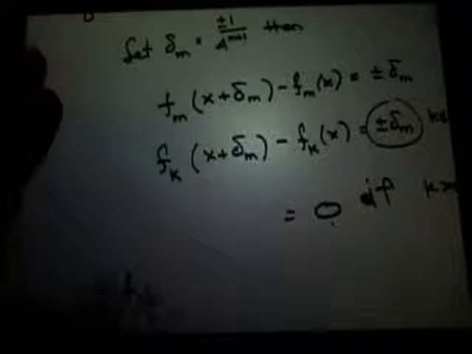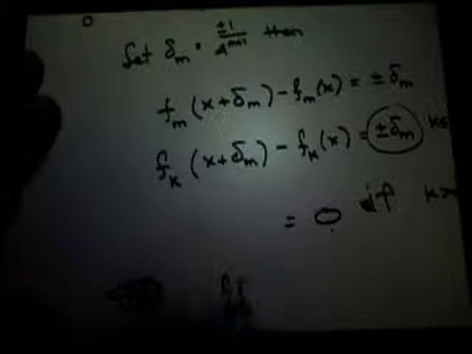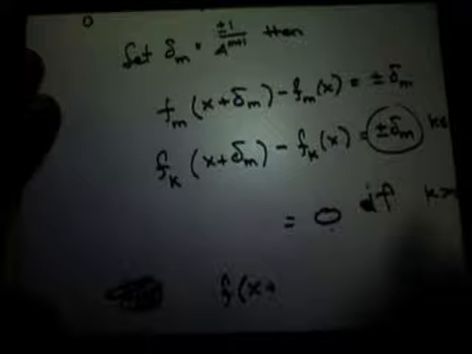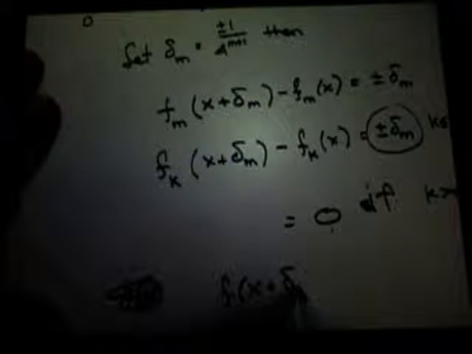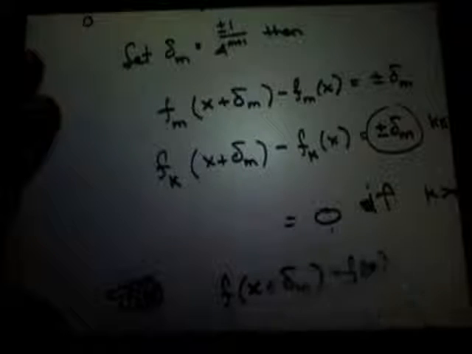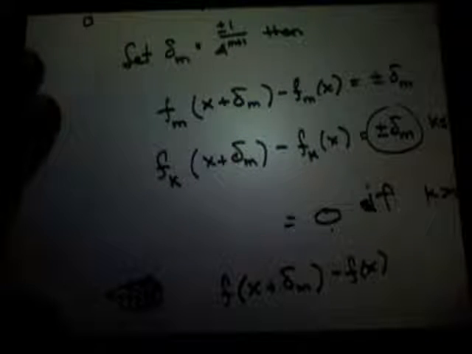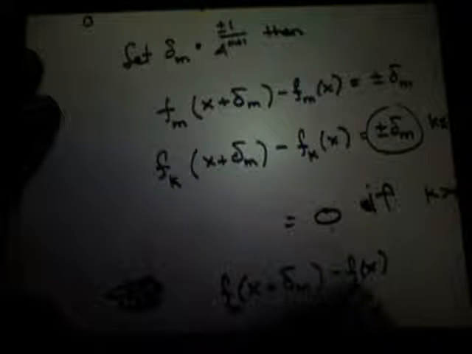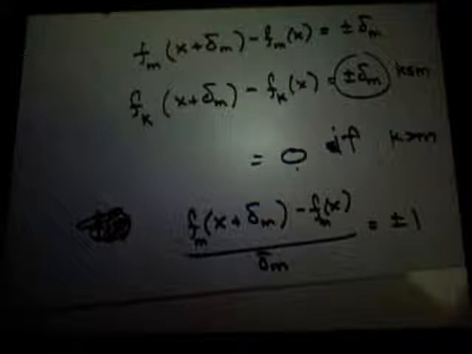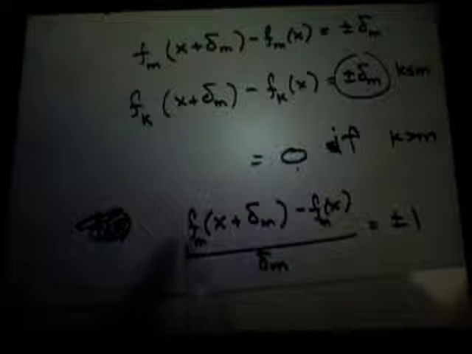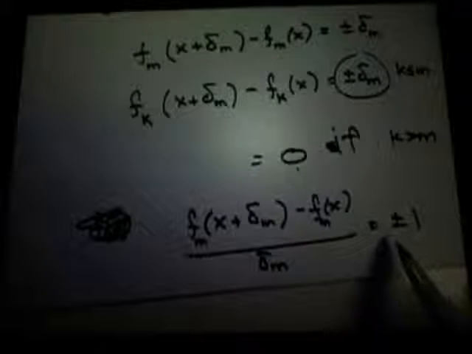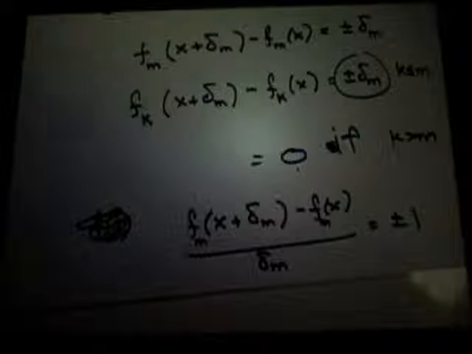f of x plus delta m minus f of x. Okay, let's do this one. I'll just put the m's back in for a second and divide by delta m. What do I get? Plus or minus 1? If this was plus or minus delta m and I divide by delta m, I get plus or minus 1. True?